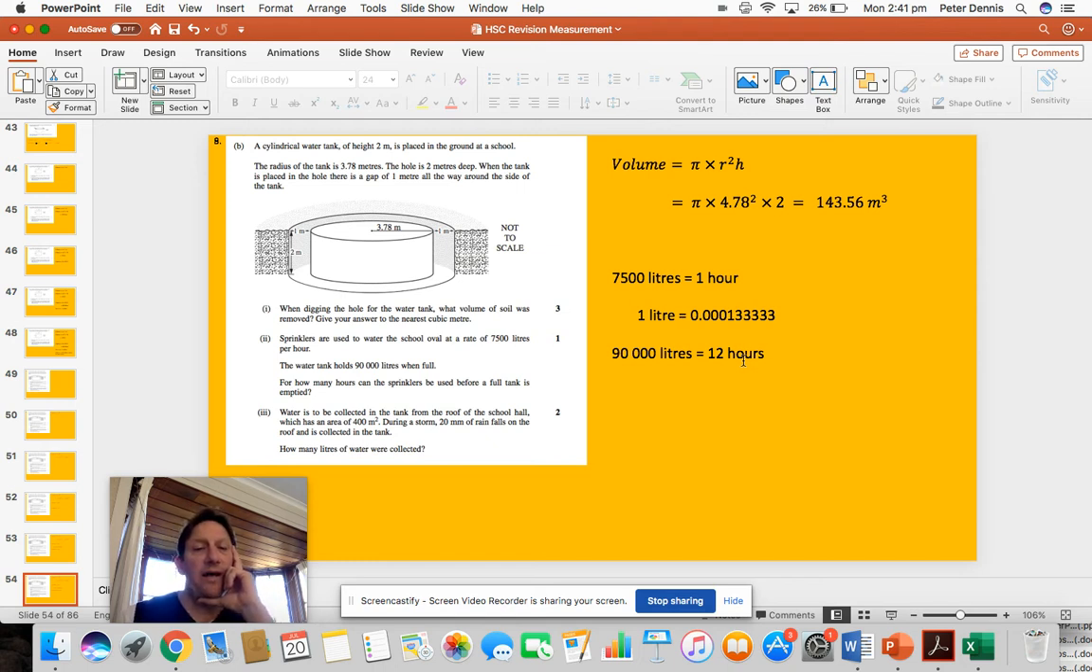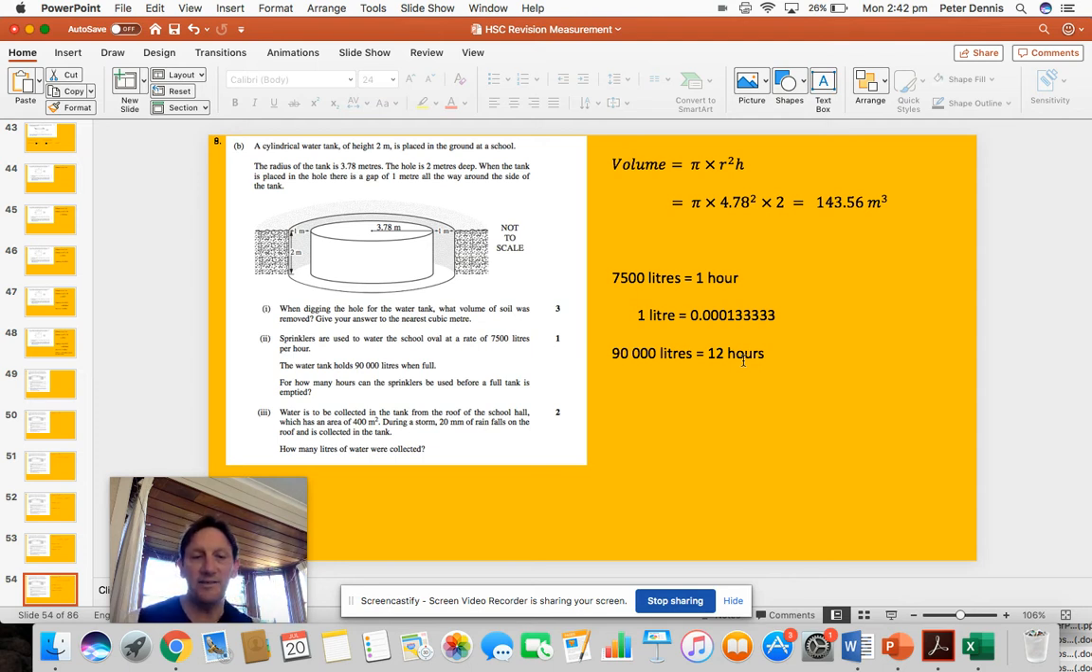Either way. The last question is a bit harder. It's like a band 6 question. These first two weren't too bad, maybe a band 3, band 4 type idea, but this is definitely a band 6 question. The reason why is that you have different units happening here. So question 3, water is to be collected in the tank from a roof on the school hall, which has an area of 400 metres squared. During a storm where 20 millimetres of rain fell on the roof and is collected in the tank, how many litres of water were collected?